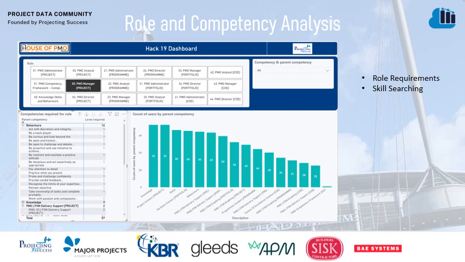This dashboard helps identify role requirements and skill searching. On the left-hand side, the data can be sliced for each role to show the competencies required for that individual role. We can then use the right-hand side of the visual to look for either parent or core competency and showing the number of employees who have that desired competency. This can help be used to see if we have the right skill set within our workforce to fulfill each role effectively.